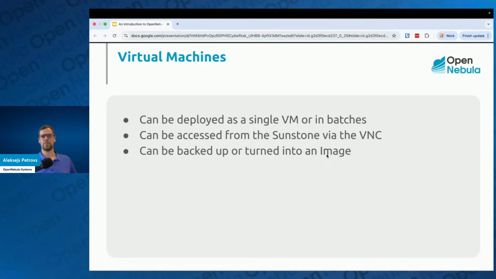These virtual machines can be accessed from Sunstone using VNC if your firewall is configured properly. For now, we have the miniONE installation. So it's basically the hypervisor and Sunstone both on the same host. That's why VNC is not a problem. And then you can back up this VM, you can snapshot the VM, or you can turn the image, the disk, basically into a separate image.